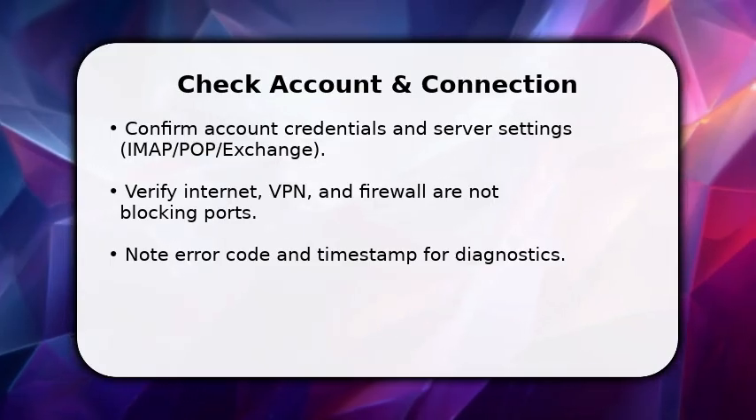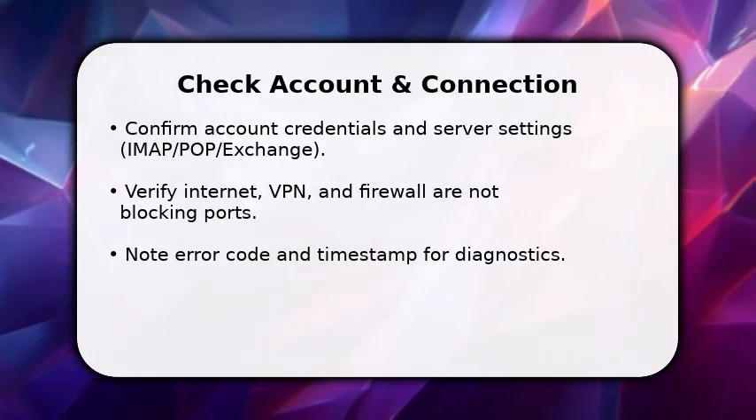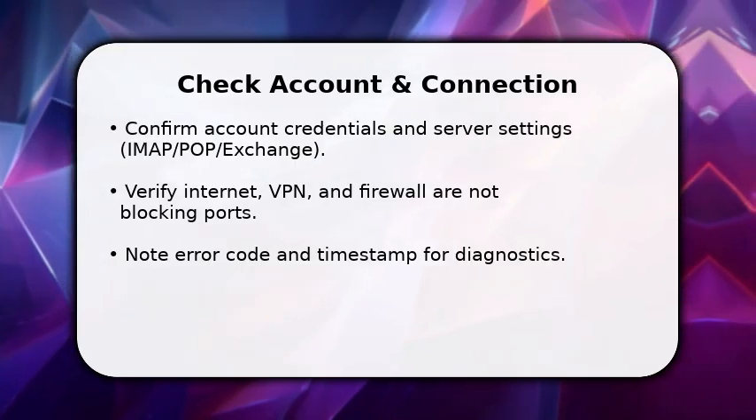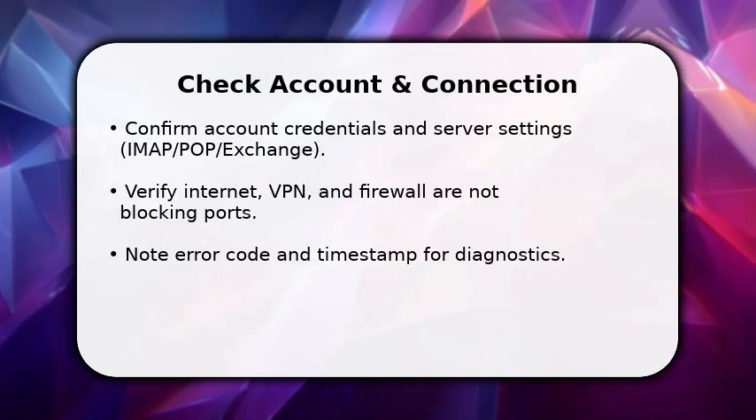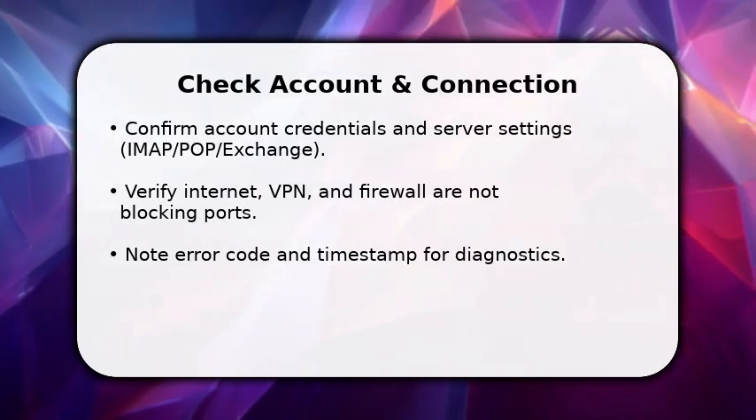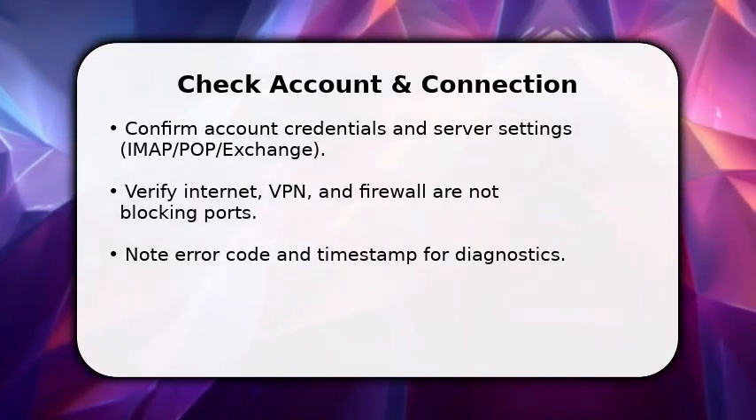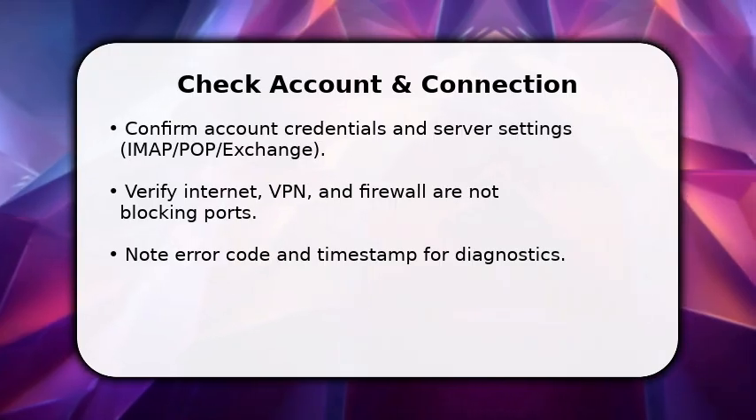You start by confirming essential prerequisites, your Outlook account credentials and server type. Once done, open account settings and test the connection. This reveals authentication or server errors. Make sure your internet, VPN, and firewall aren't blocking Exchange/IMAP ports because network blocks cause many sync warnings. If you see an error code or time, jot it down for targeted fixes.